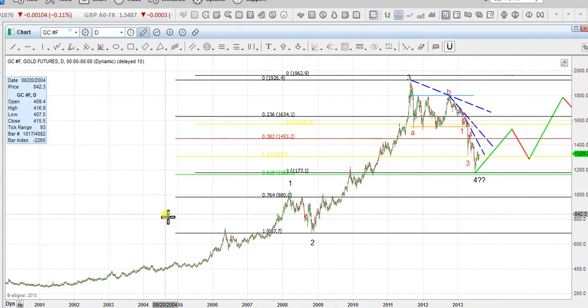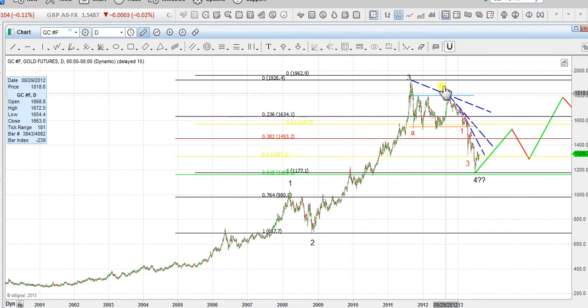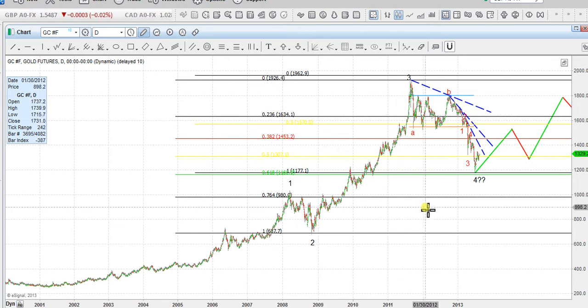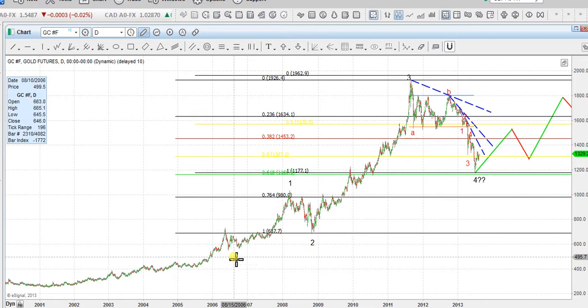Now, starting out with gold futures, we see that prices have been pushing higher for pretty much a decade right now. And then we started to get that correction going down. So actually, we completed 4 waves and now working on the 5th. So prices are heading higher from this point.